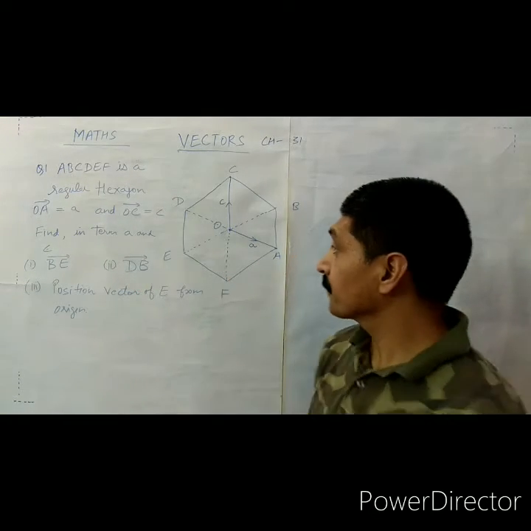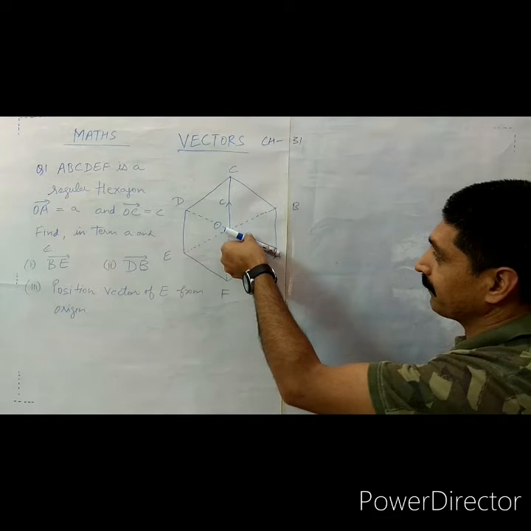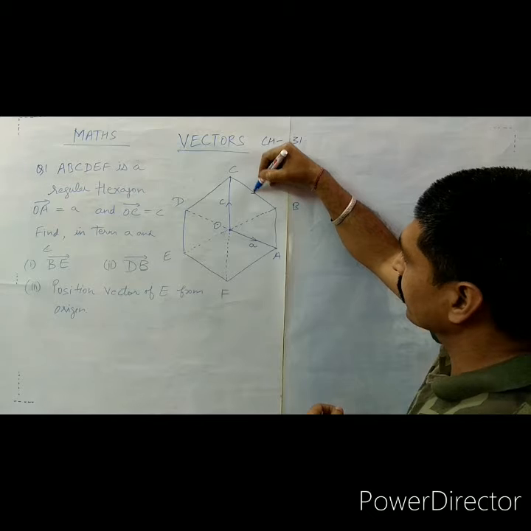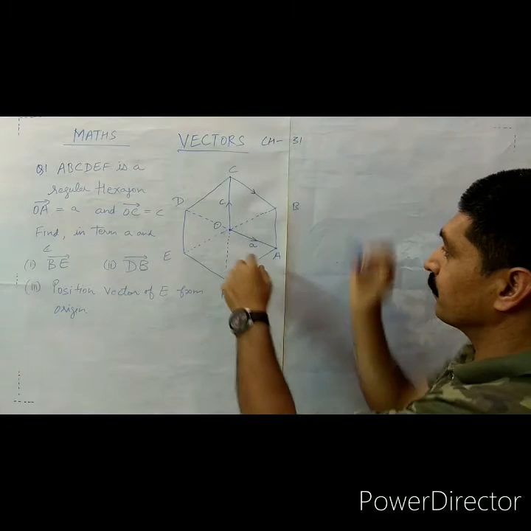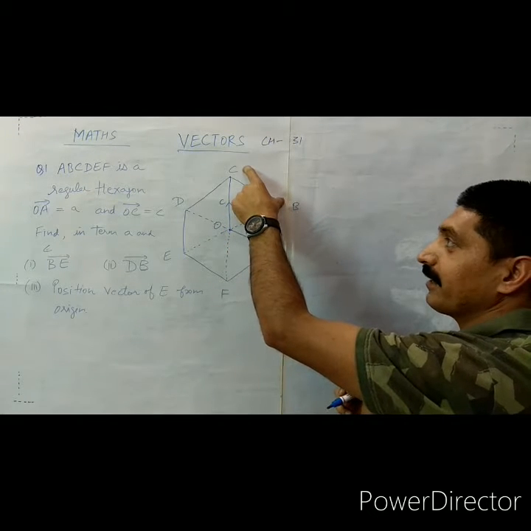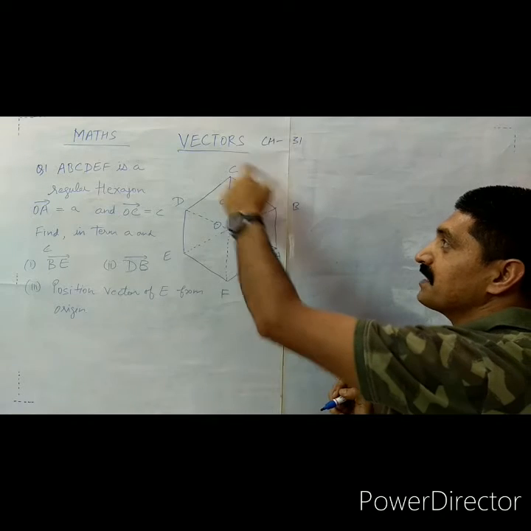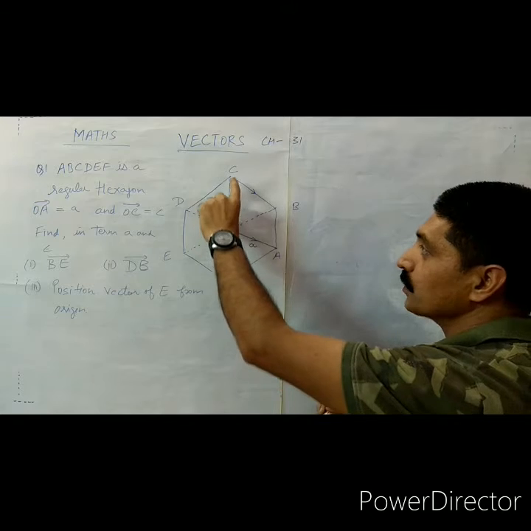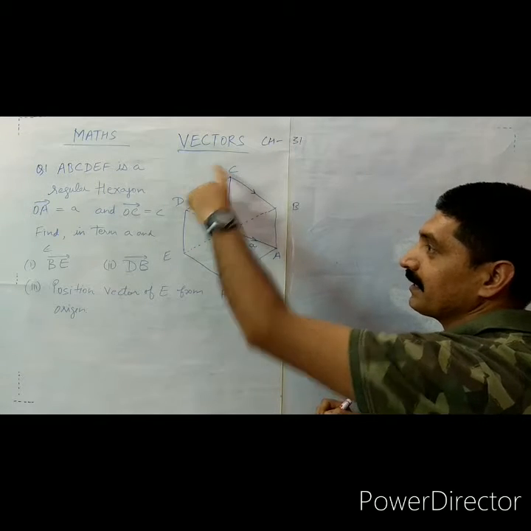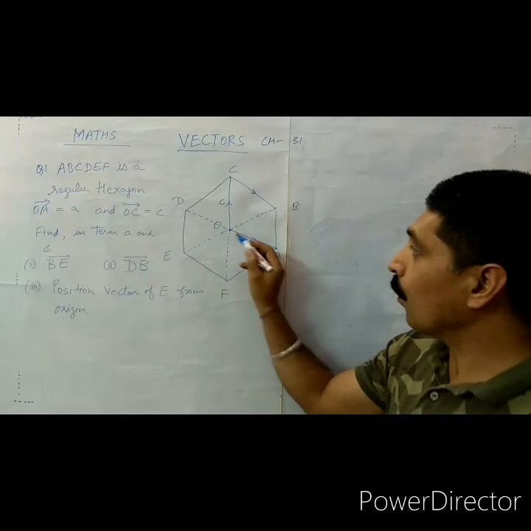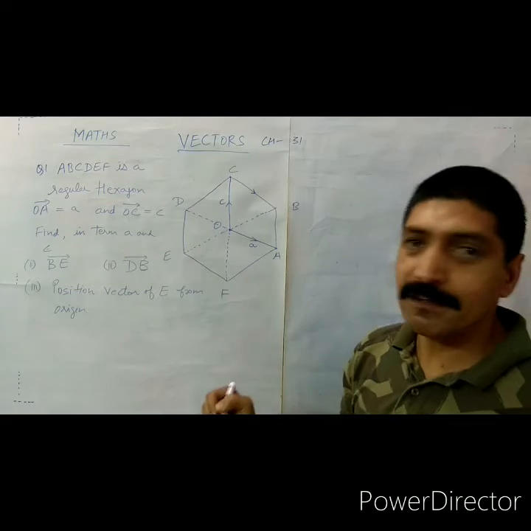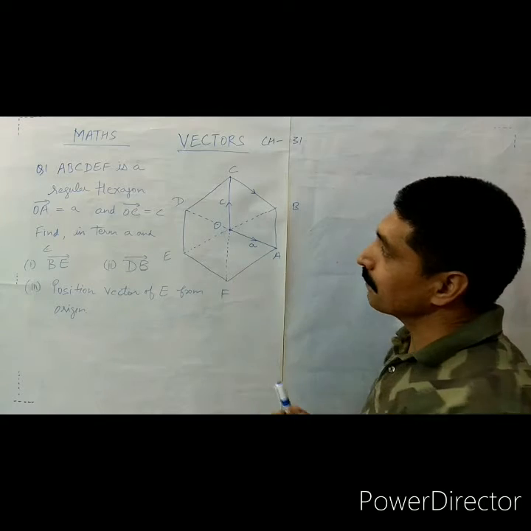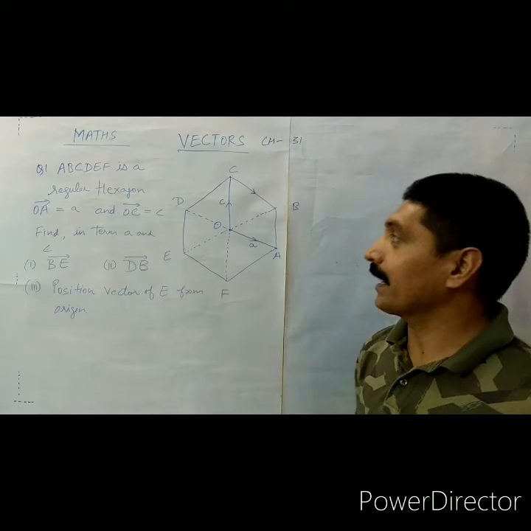So here this is vector A, and this is also vector A, same direction, which means CB is vector A. But if I am talking about vector BC, that is minus A. Here vector OC is C. So OF is minus C, because its magnitude is the same, but it's all about the directions.